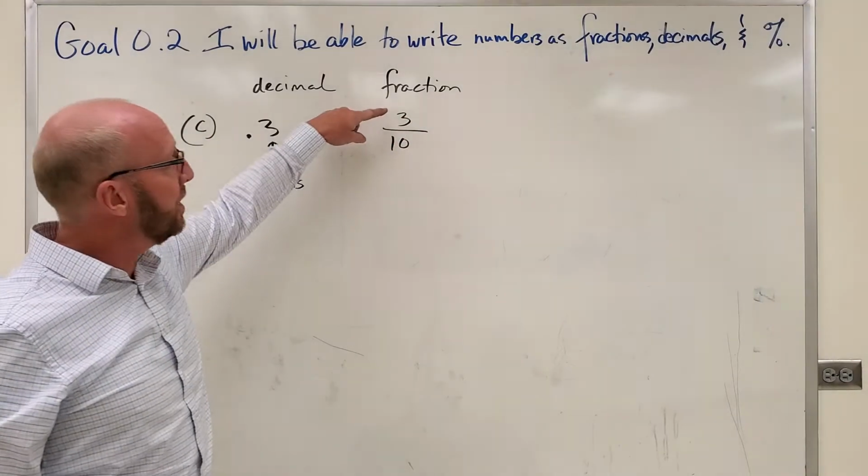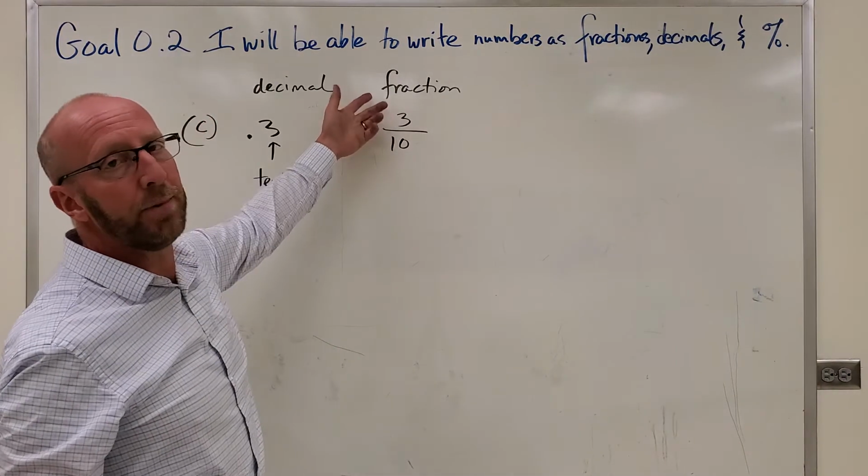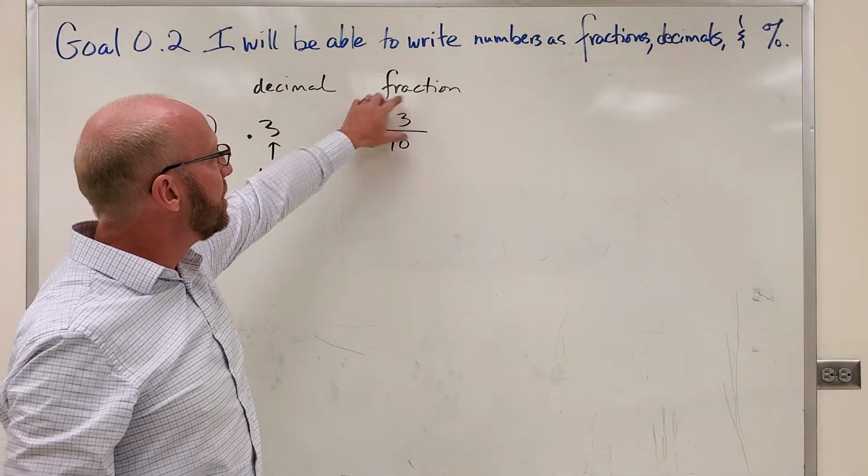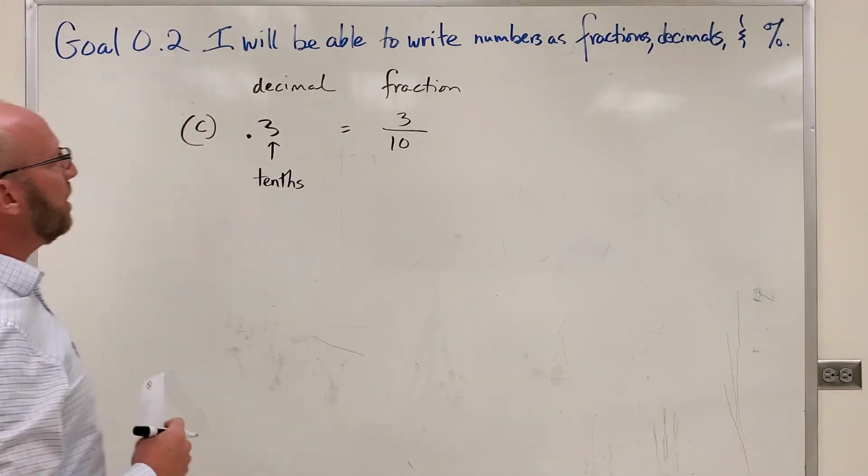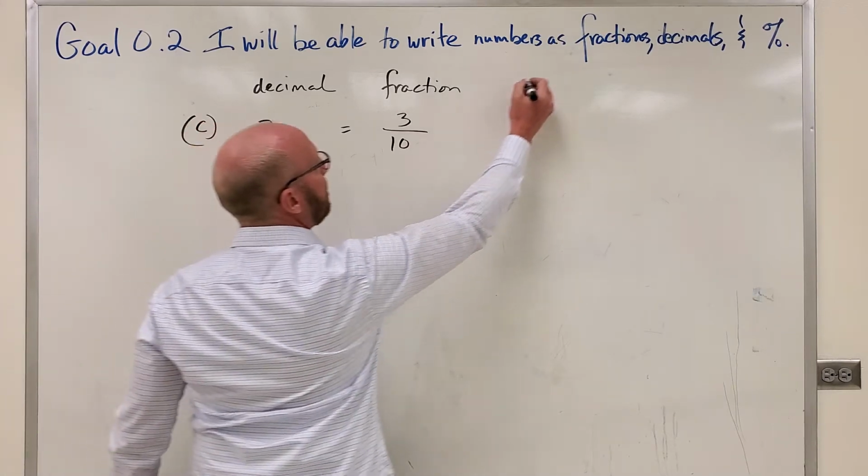Is this reduced? This is odd, this is even, it's reduced. This is prime. So I can't reduce that fraction anymore. And then finally, how do I write it as a percent?